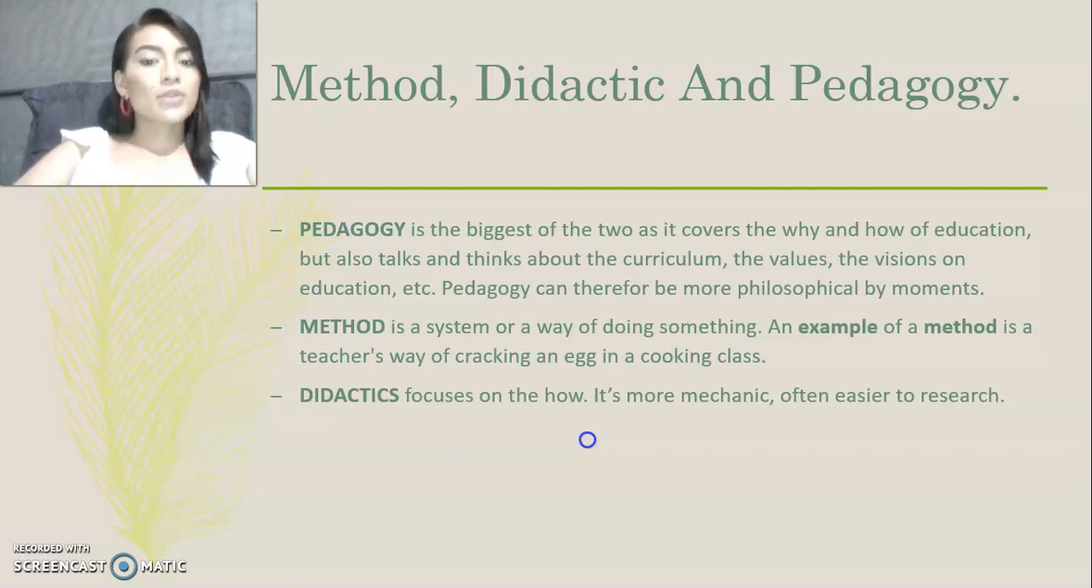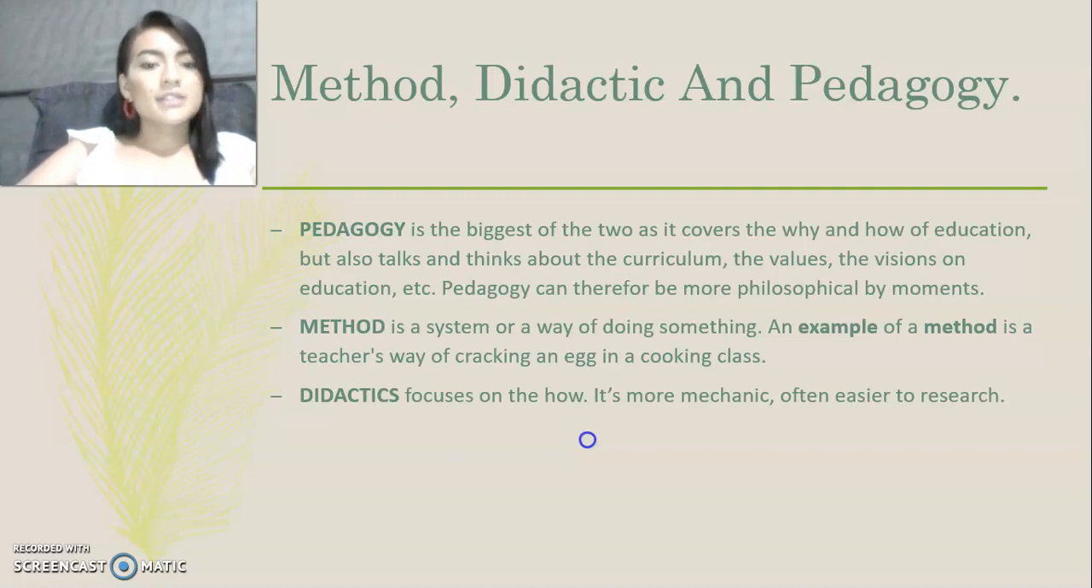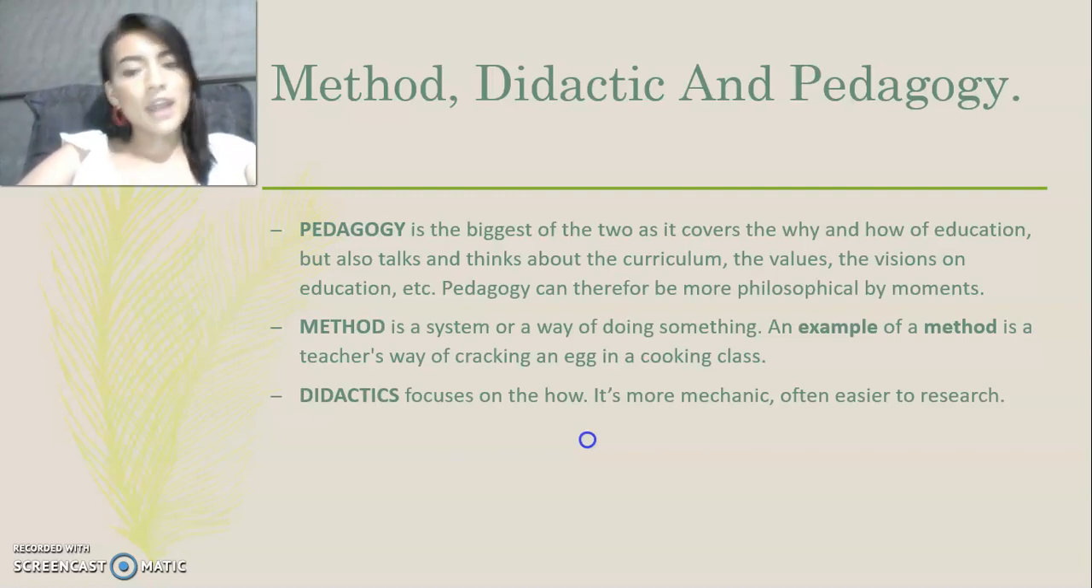Method is a system or a way of doing something. An example of a method is a teacher's way of cracking an egg in a cooking class. So the method is how we teach what I want they learn, what kind of things I do to teach my class. Didactics focuses on the how. It's more mechanic, often easier to research. Didactics is the exercises that my students have to do to learn what I teach.